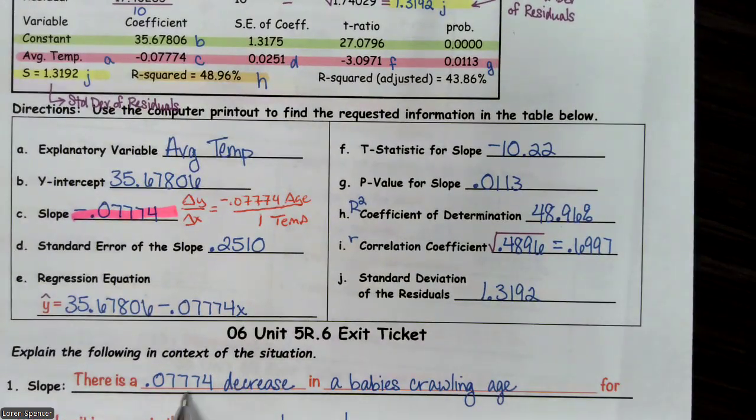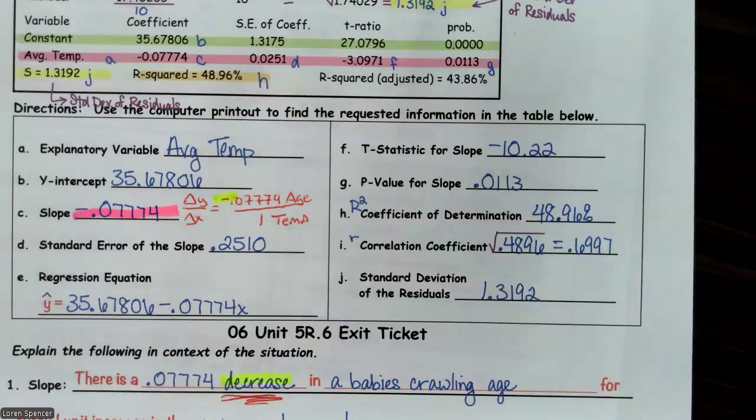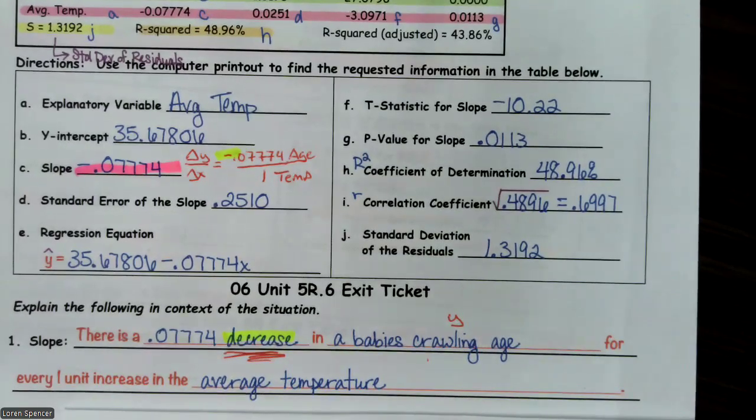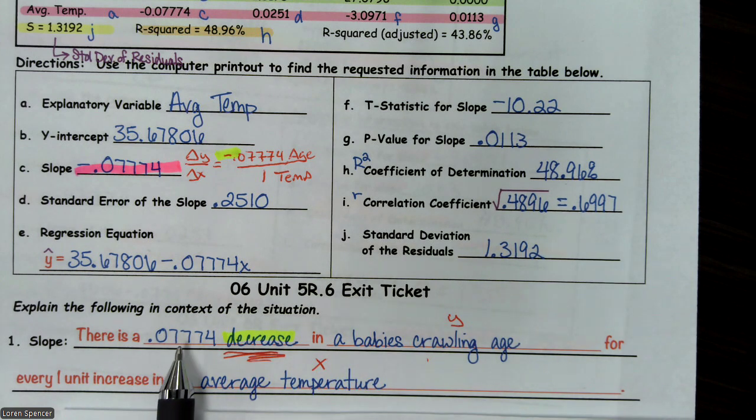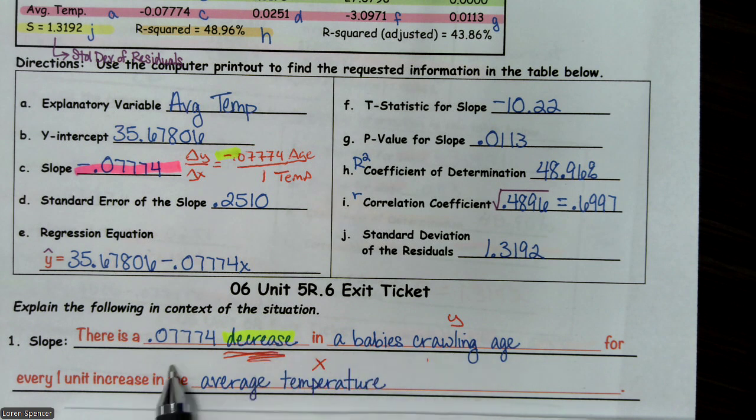So there's a 0.00774 decrease, and the reason the word we're using here is decrease is because when I look at my slope, it happens to be negative. In crawling age, this is my y, for every 1 unit increase in average temperature, and average temperature happens to be my x. If it had been positive, we would have said increase, but since it's negative, we say decrease in crawling age for every 1 unit increase in average temperature.